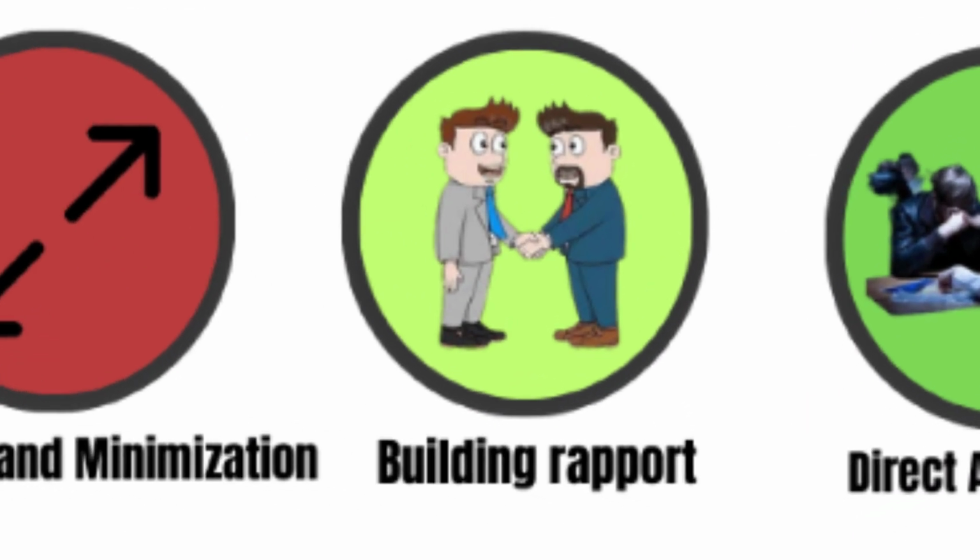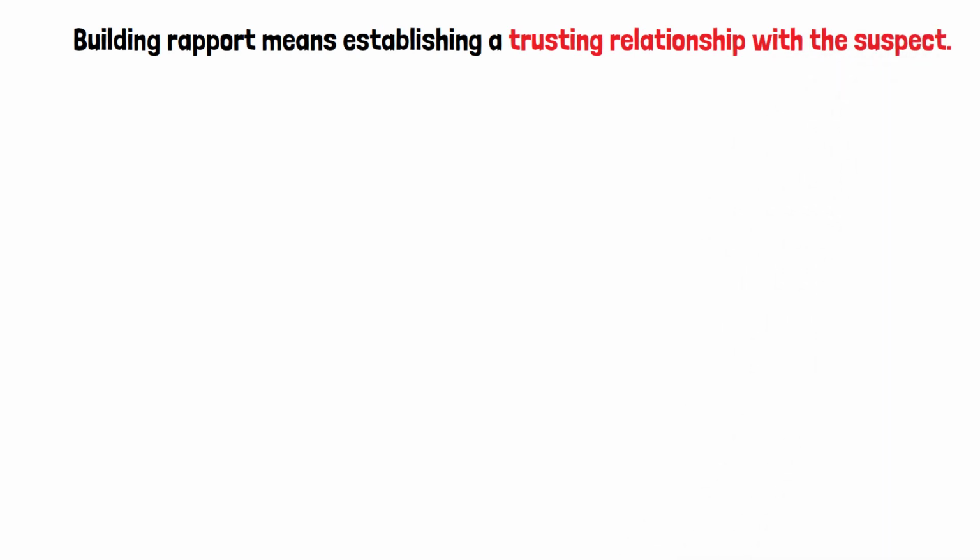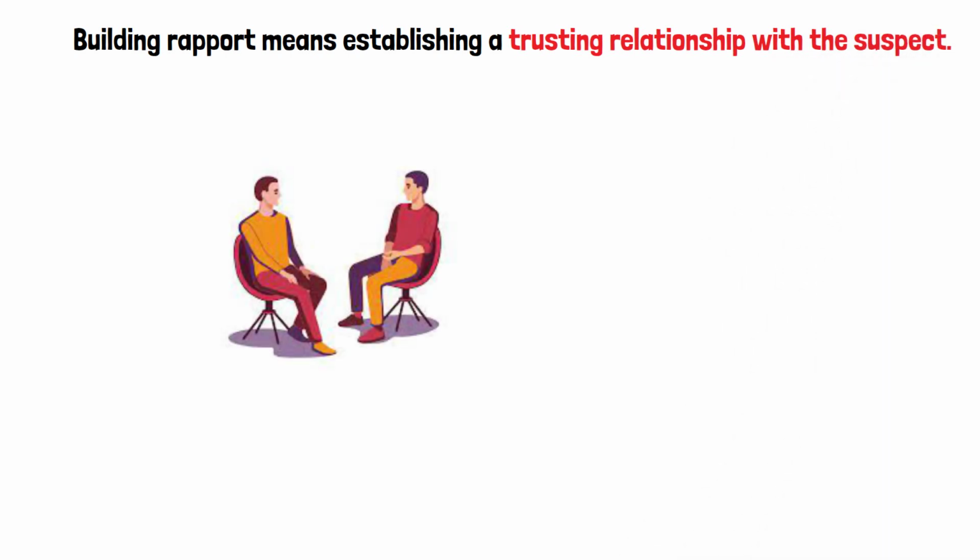Rapport building. Building rapport means establishing a trusting relationship with the suspect. The interrogator aims to create a sense of trust, making the suspect more willing to talk openly.